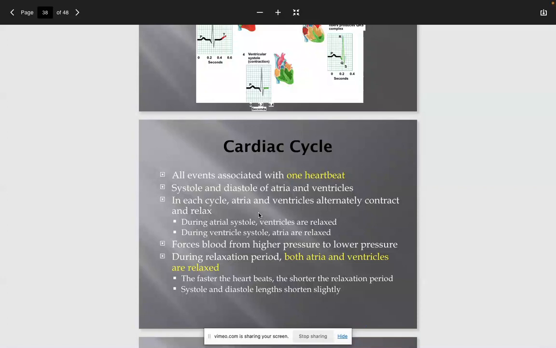Blood is being forced from high pressures to low pressures. This makes sense as the blood comes from the lower pressured atria into the higher pressured ventricles that will then be pushed into the higher pressured aorta. During the relaxation period, both atria and ventricles are relaxed. Okay, the faster the heart beats, the shorter the relaxation period. So if you have a very high heart rate, around 110, 120, why can that become problematic? It's because the heart doesn't have enough time to fill with blood and therefore can become ischemic, meaning that there's not enough oxygen present in the heart.